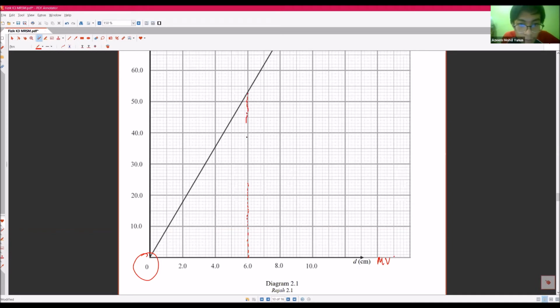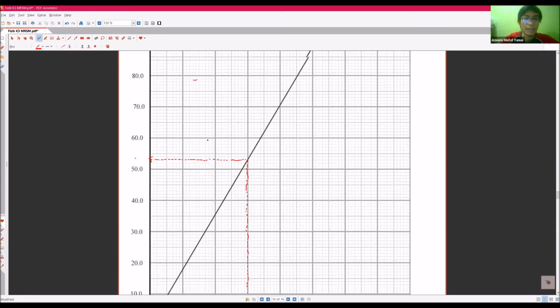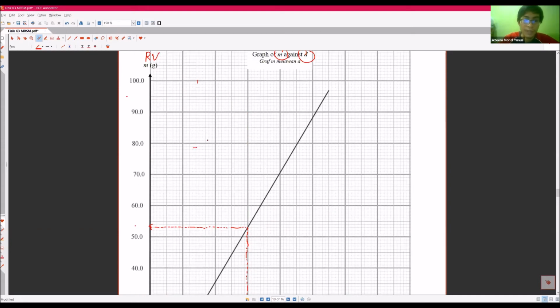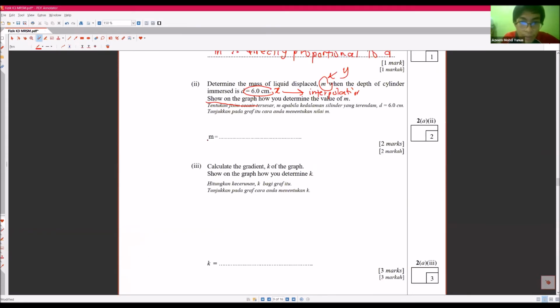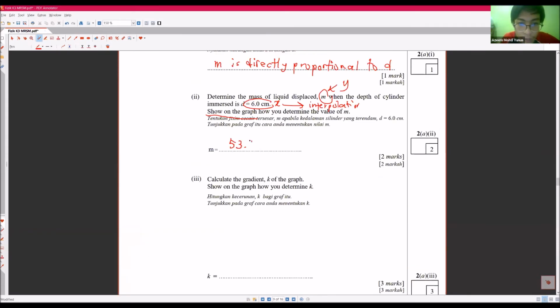Trace back all the lines. So these are all straight lines. And then follow that line until here, and then read the values here. We see basically 51, 52, 53.0, and it is gram. So here, 53.0 gram.